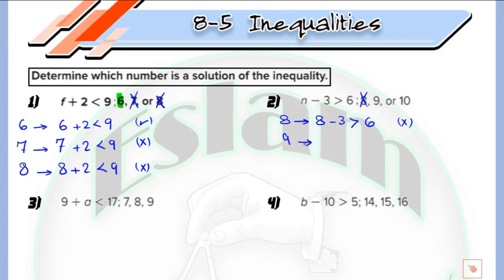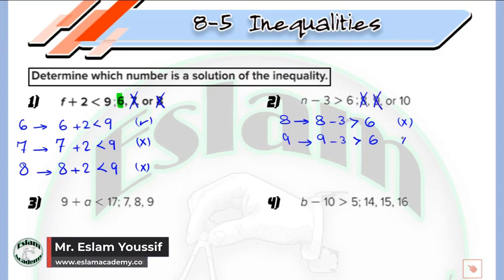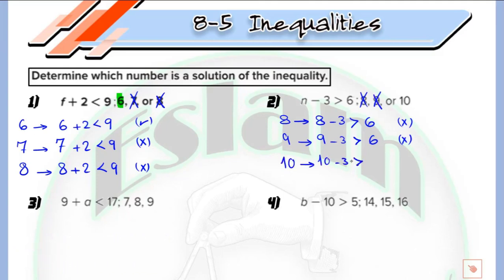Now I will check for 9. 9 minus 3, is it more than 6? 9 minus 3 equals 6. 6 is not more than 6, so it will not be one of the solutions. Now I will check for 10. 10 minus 3 is equal to 7, and 7 is greater than 6. It means it will be one of the solutions. So the solution will be 10.